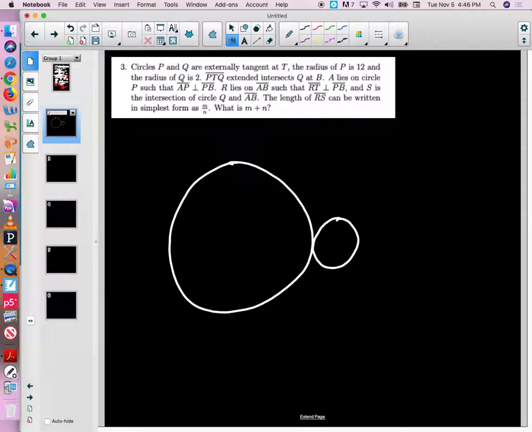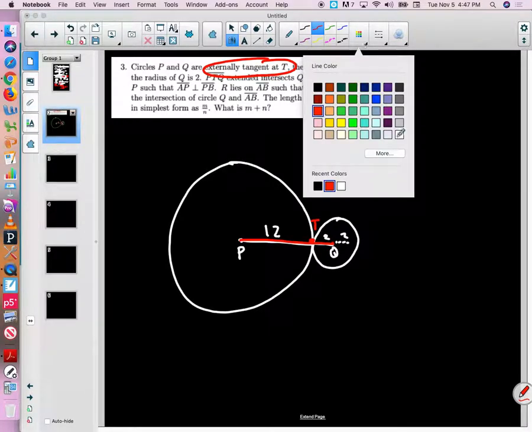It may have been one that I would skip at first. The radius of P is 12, and the radius of Q is 2. So this is P, and this is Q, and this is 2. Which means if I kept on going out here, this would also be 2, which is important. PTQ is where it's externally tangent. So the point of tangency is right here at T. So this is PTQ. And we can see the length of it.